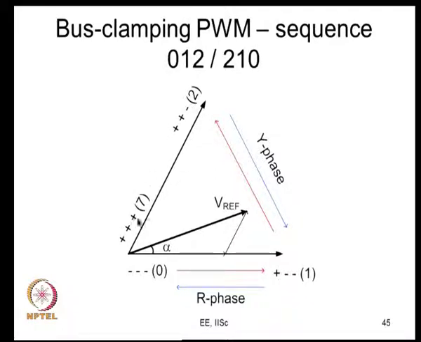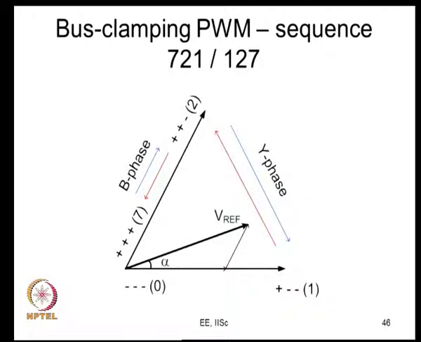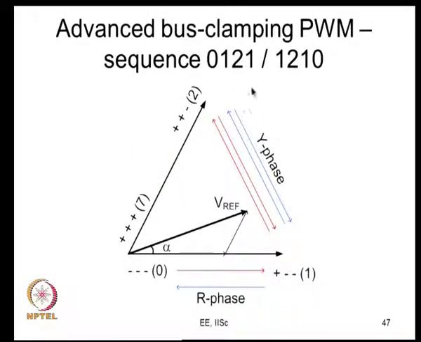If by clamping B phase, B phase is carrying a high amount of current, this could actually be an advantage. Now, here I have shown 721127. You are switching like this, which is another bus clamping PWM sequence. If R phase is carrying a high current, this would be advantageous. Now, the 0 1 2 1 once again would be an advantage if B phase carries higher current than Y phase, because in Y phase there is going to be a double switching.